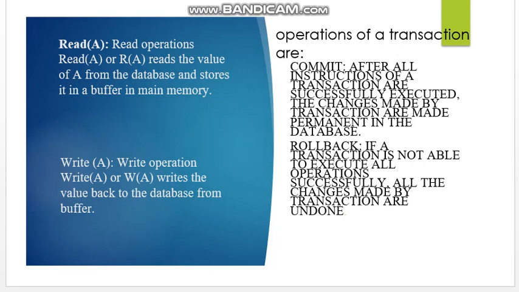There is one more operation, which is the rollback operation. If a transaction is not able to execute all its operations successfully, then the transaction has to fail, and all the changes of the transaction done on the database items have to be undone, and then the user can again redo these operations.